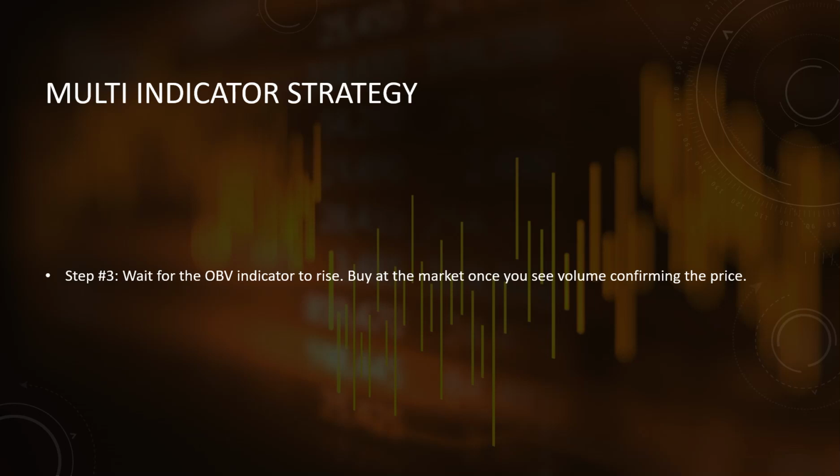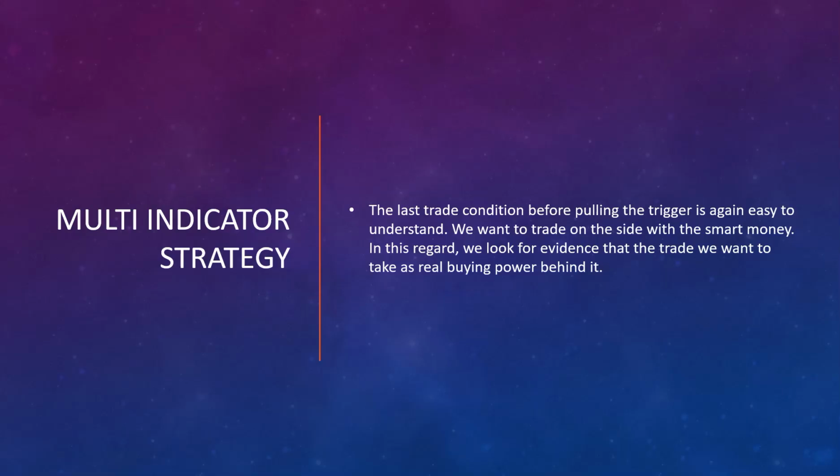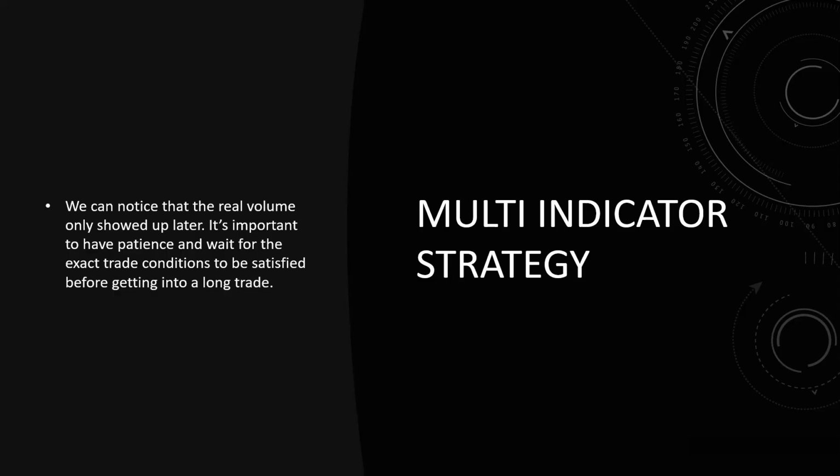Then third, we're going to wait for the OBV indicator to rise. Buy at the market once you see the volume confirming the price. The last trade condition before pulling the trigger is, again, easy to understand. We want to trade on the side with the smart money. In this regard, we want to look for evidence that the trade we want to take has real buying power behind it. We can notice that the real volume only showed up later. It's important to have patience and wait for us to see this.